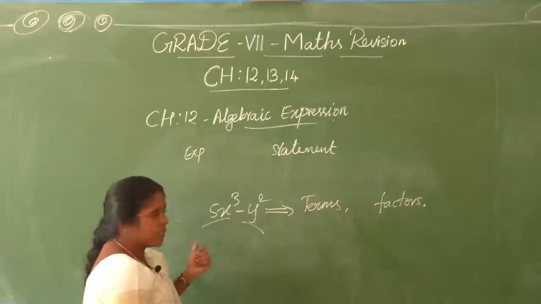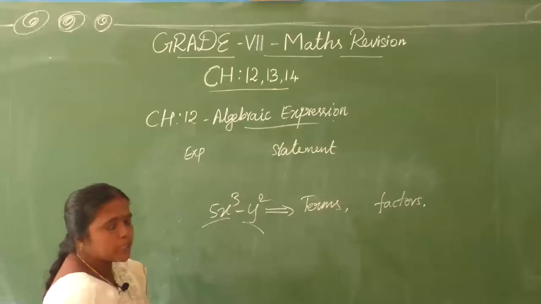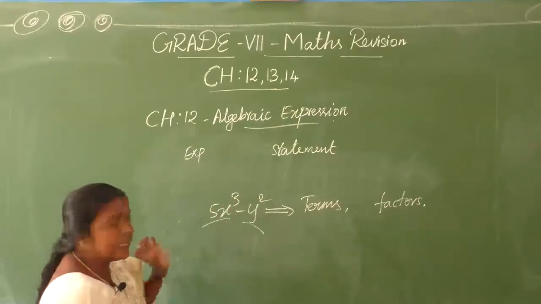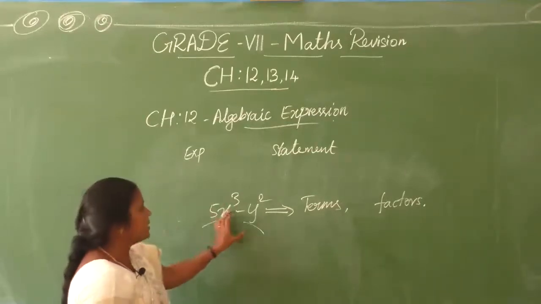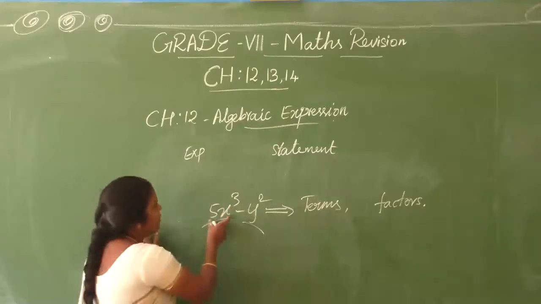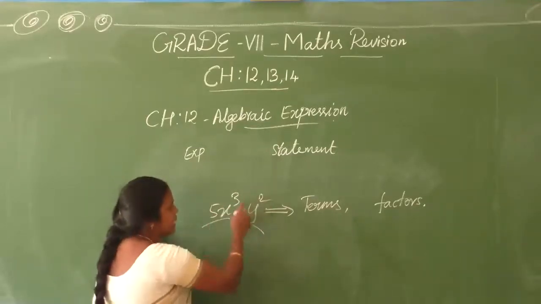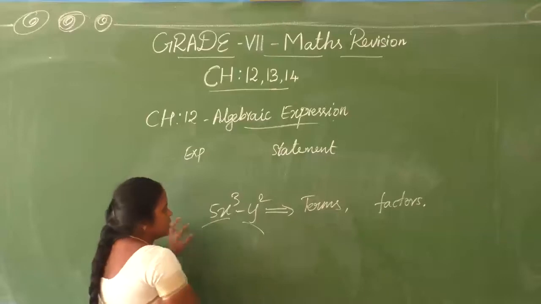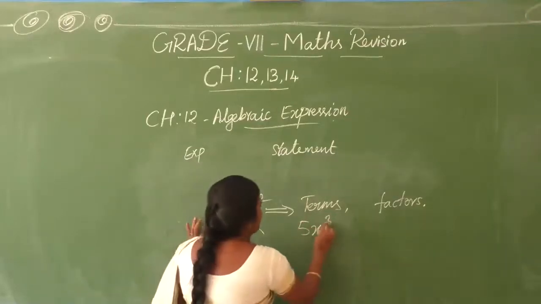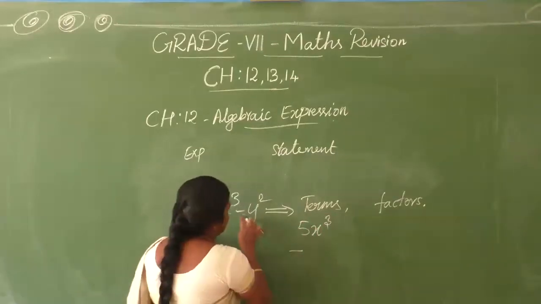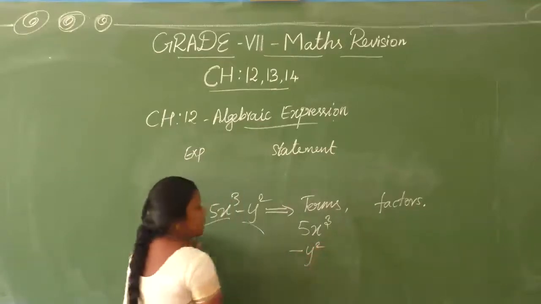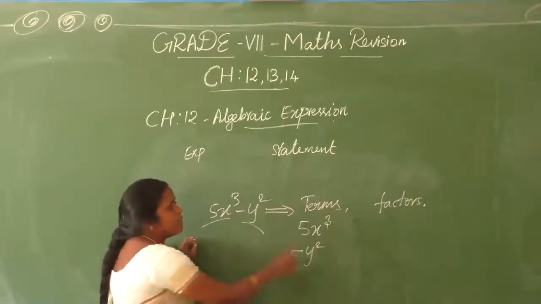Actually term means what? A part in an expression is called a term. Each part is called term. Here 5x cube is one term, minus y square is another term. So 5x cube, and with the sign you have to take minus y square. This is another term.